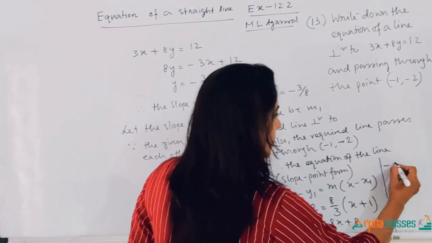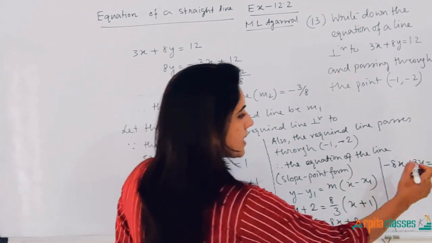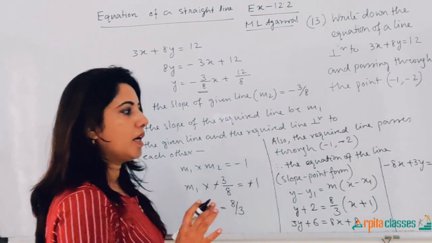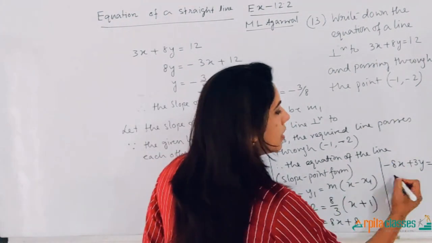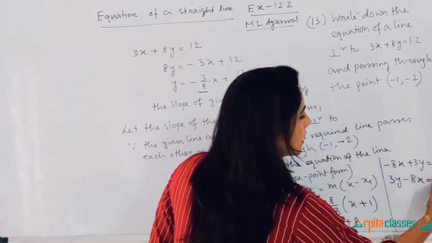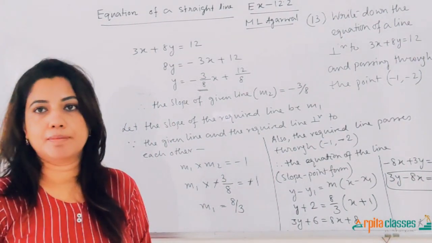8x comes this side, so it will be minus 8x plus 3y is equal to 6 goes that side. So it will become 8 minus 6, that is 2. So now you can keep it this way, or you can write the 3y first as it is positive. 3y minus 8x is equal to 2. So this is the equation of the line.